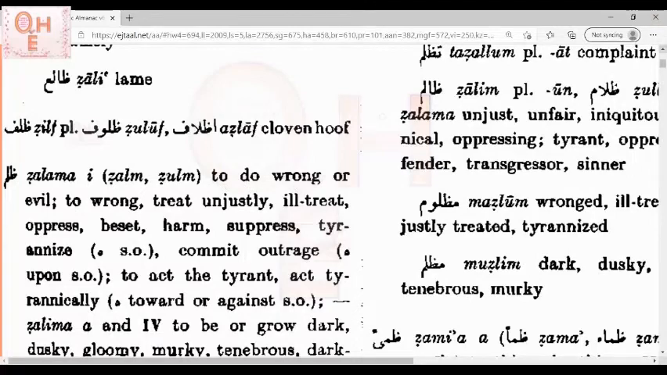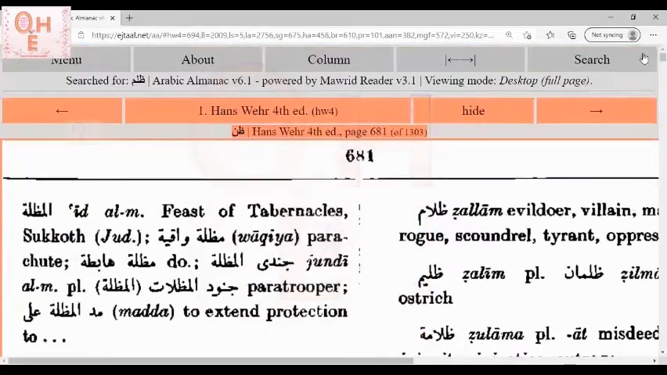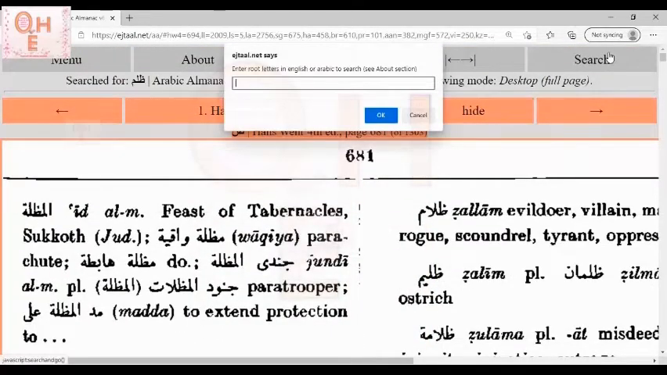Okay, now let's go for the next set of root letters, inshallah. Our next set of root letters is ta, ha, ra.